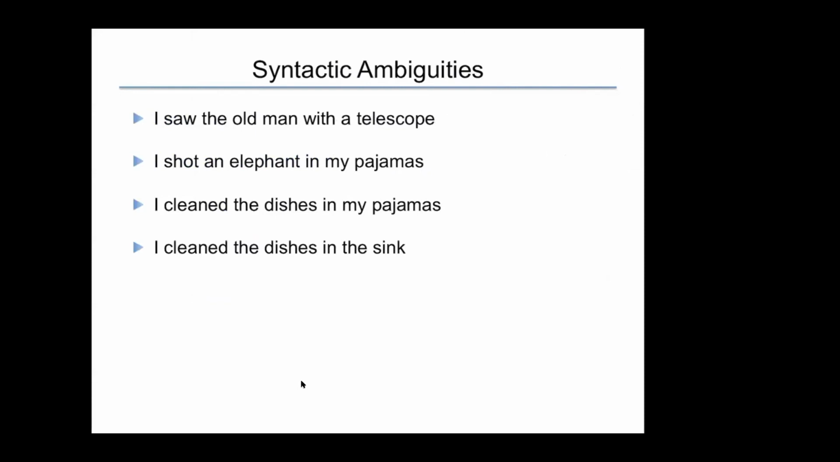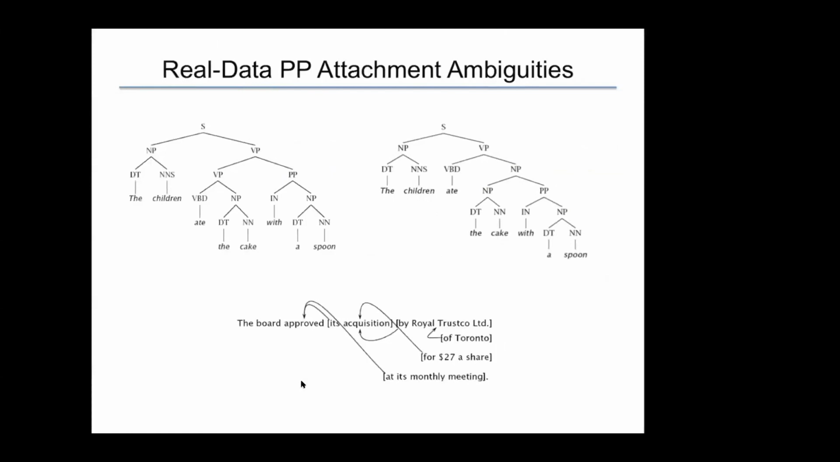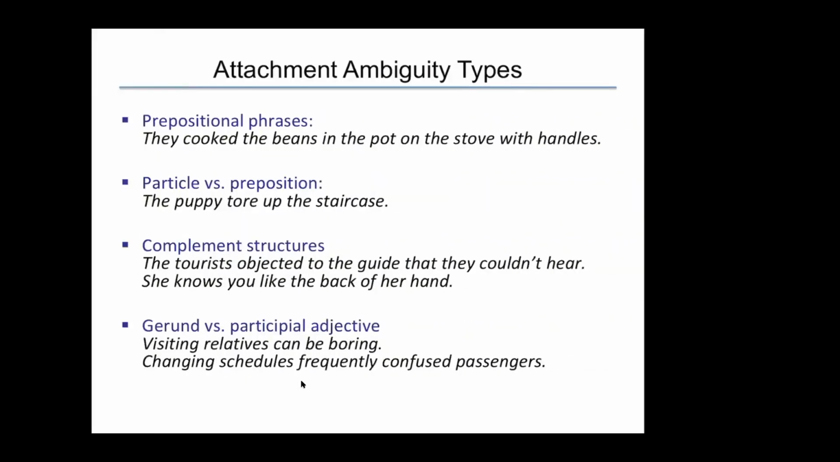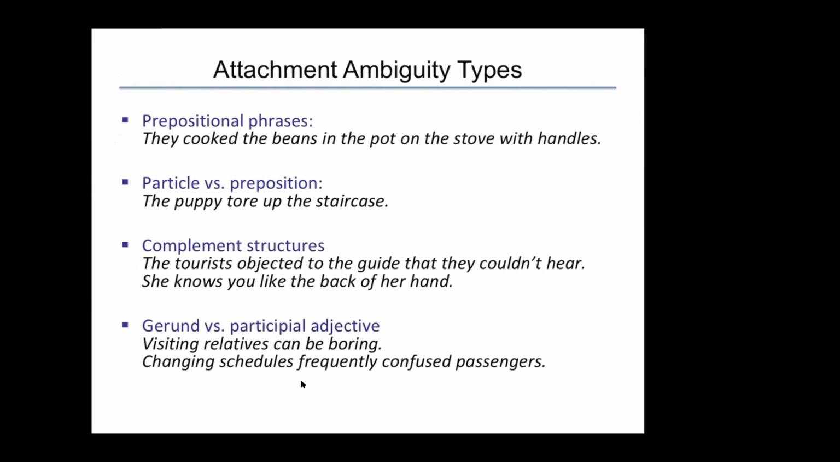Okay, so we talked about a few syntactic ambiguities. I'll probably skip these. I think it's pretty clear at this point what I mean by syntactic ambiguity. There are a lot of ambiguities, and different types. People have terms they use to refer to different types of ambiguity, for instance prepositional phrases, particle versus preposition, etc.